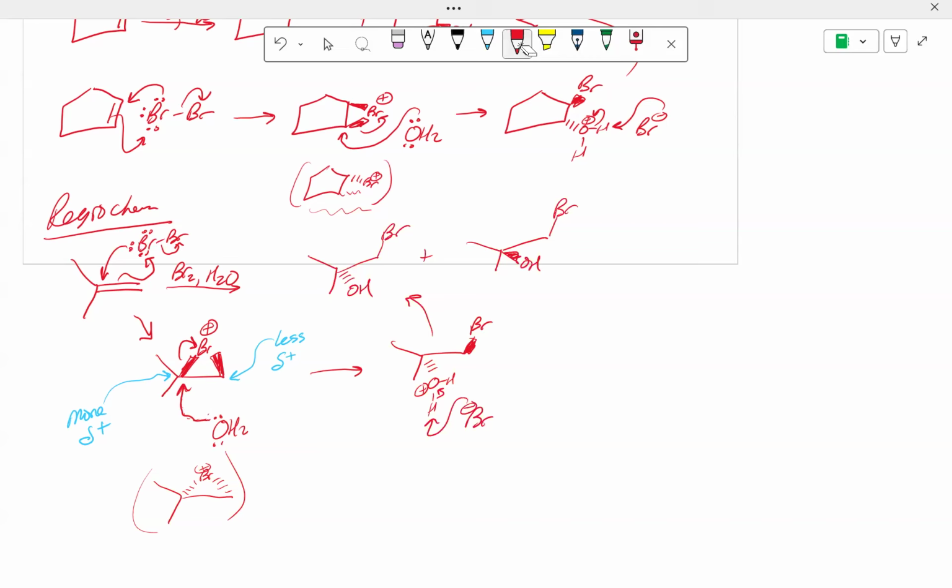All right, why didn't I draw a wedge on the bromine? Because that carbon it ended up on is not chiral, so I don't care about stereochemistry. I don't even care about stereochemistry for this one. It's not chiral. So you don't have to show any dashes or wedges if it does not end up being chiral.